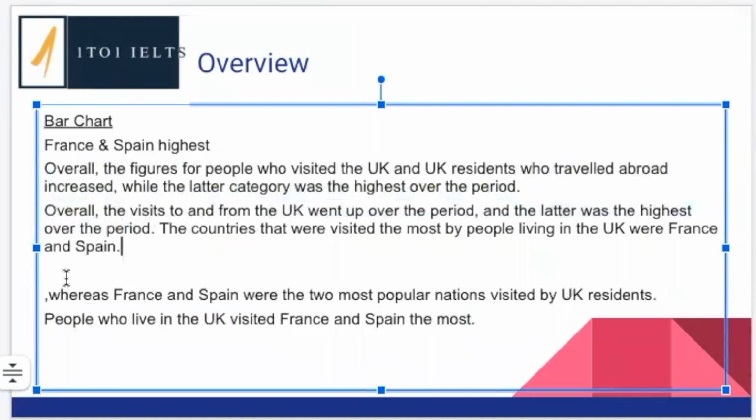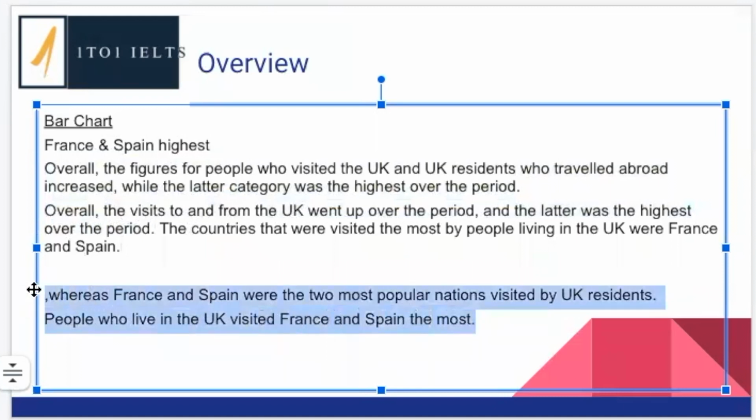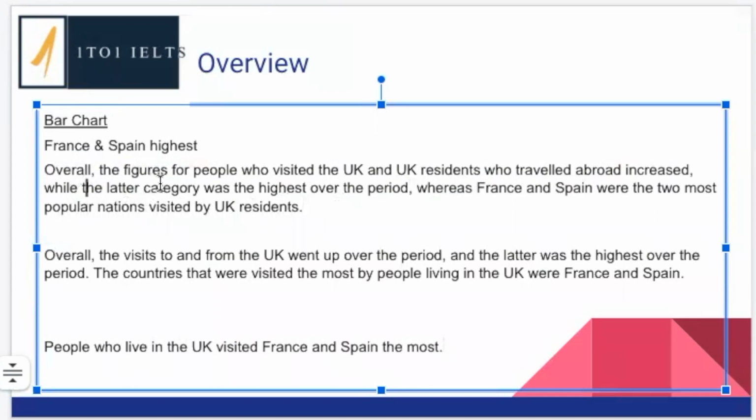Or the other way is, as Mary has indicated she would do here, and make this a big complex sentence, and we can have this. So overall, the figures for people who visited the UK and UK residents who travelled abroad increased, while the latter category was the highest over the period, whereas France and Spain were the two most popular nations visited by UK residents. Excellent. Overall, the visits to and from the UK went up over the period, and the latter was the highest over the period. Countries that were visited the most by people living in the UK were France and Spain.